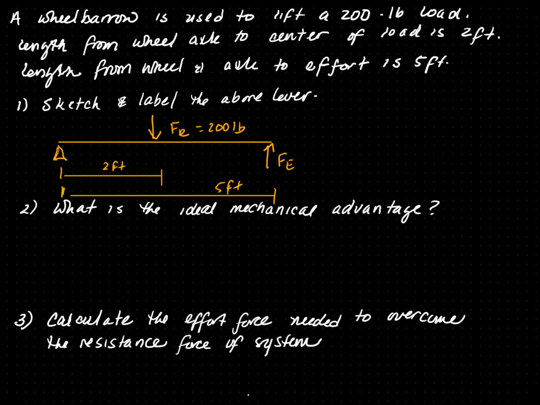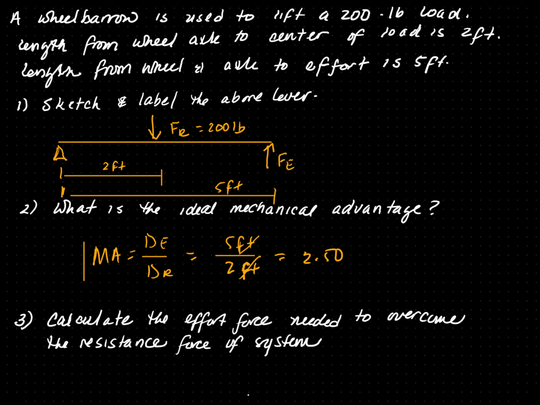Number 2, what is the ideal mechanical advantage? So IMA is equal to distance of the effort over the distance of the resistance. Distance of the effort is 5 feet divided by the distance of the resistance, which is 2 feet. This is equal to 2.50. Again, there are no units because it's a ratio.